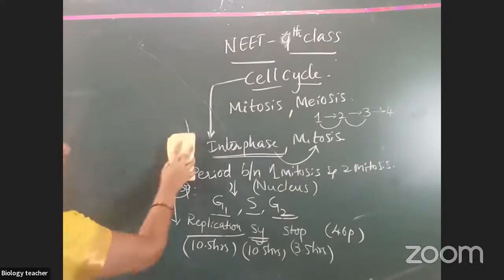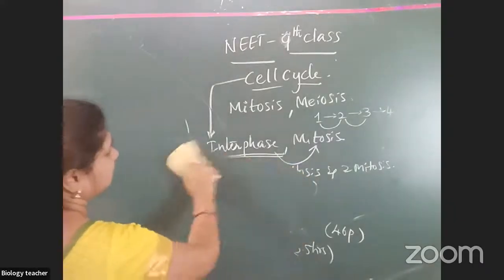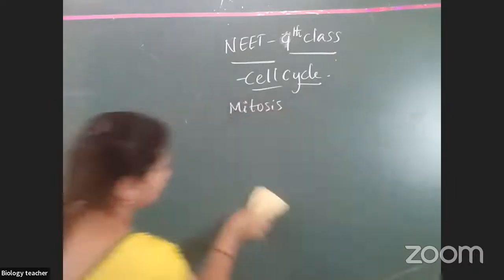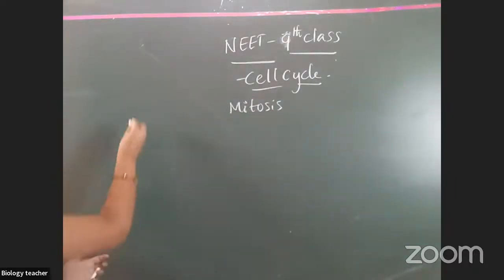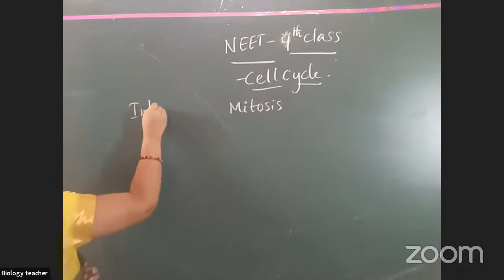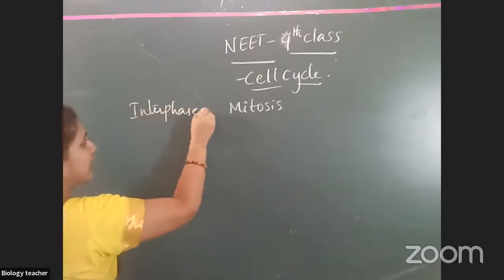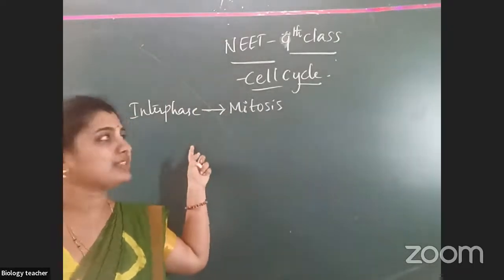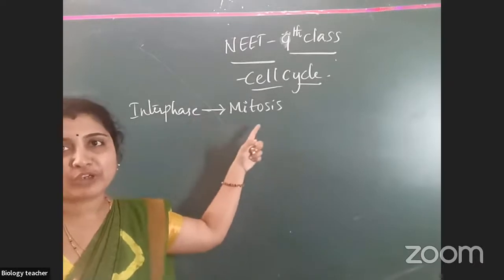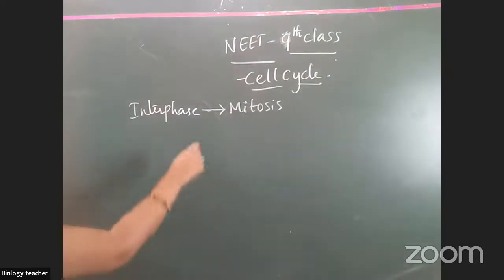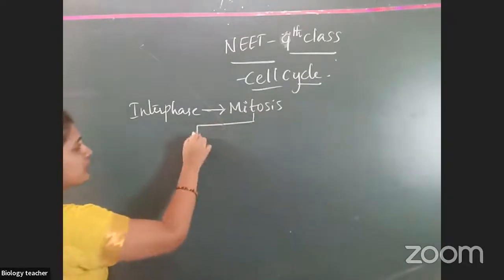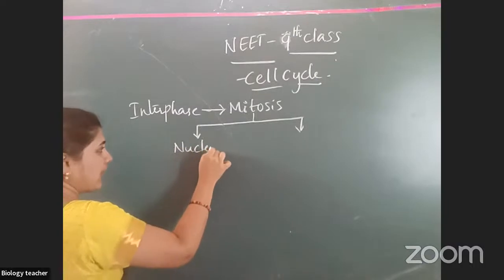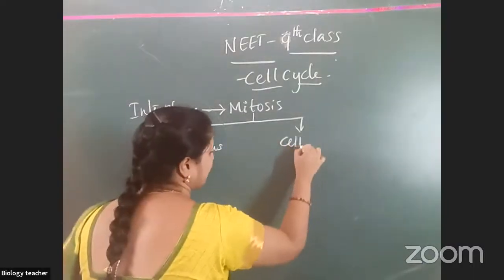So from interphase, the cell entered into mitosis. From which stage? From interphase, the cell entered now into mitosis. In mitosis, two divisions take place. One is related to the nucleus, and another one is related to the cell membrane.